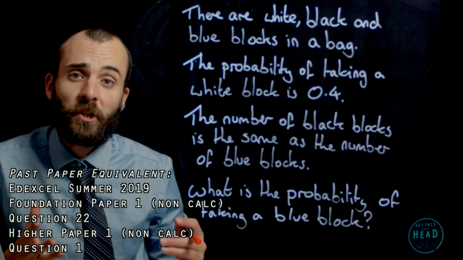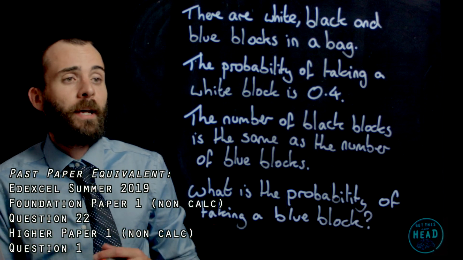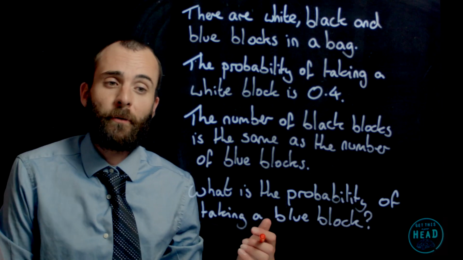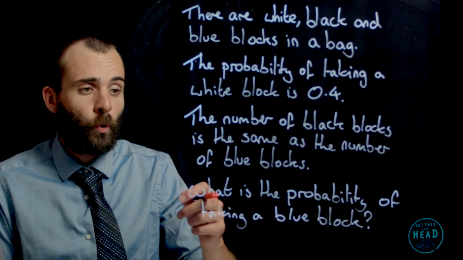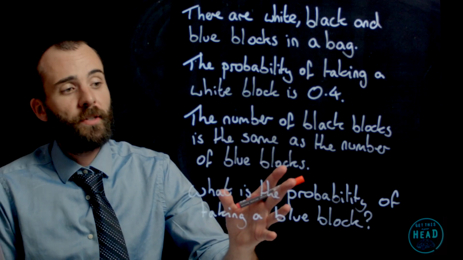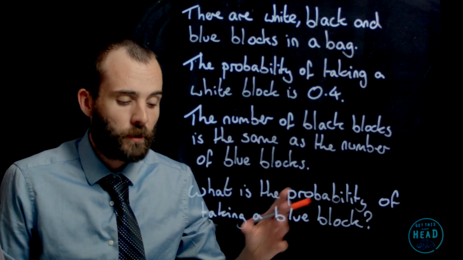Here's a crossover question that you get in a non-calculator paper, so that's either at the very beginning of a higher paper or at the end of a foundation paper. This particular question is all about probability. There's actually two parts to this question. This is the first part of the two sections.